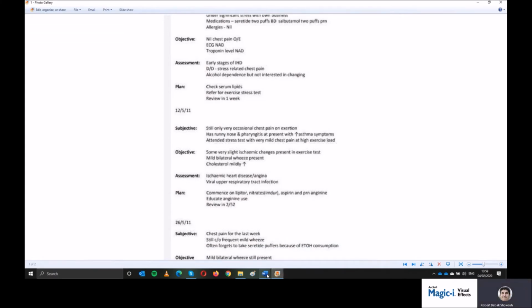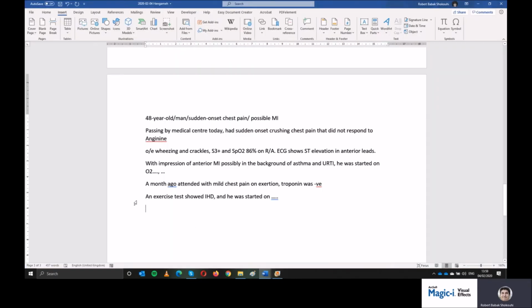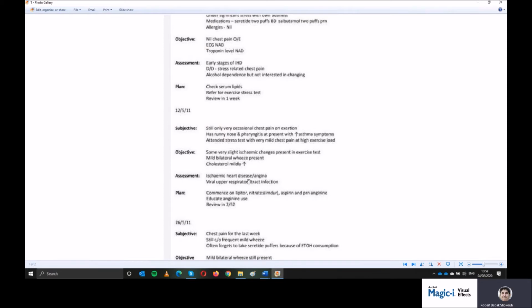So lab tests showed high cholesterol, and the exercise test showed ischemic heart disease. So we started him on some medications. Then these medicines were started. And now chest pain for the last week, he still complains of frequent mild wheeze, and often forgets to take serotype puffs because of ethanol consumption.